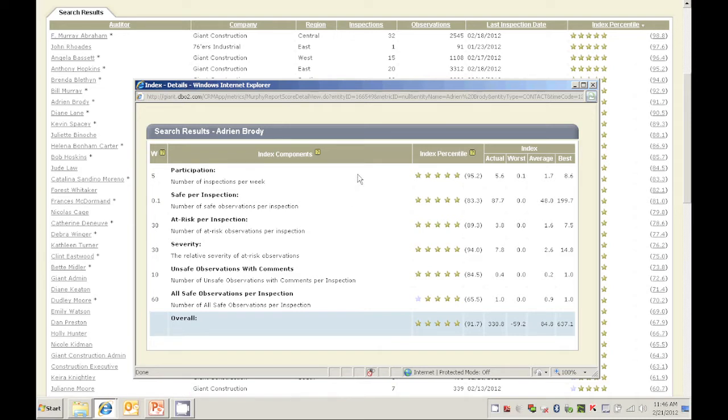Participation, how many inspections they do per week on average. Number of safe observations per inspection, average. The number of at-risk or unsafe observations per inspection. The relative severity of the at-risk observations that were collected. And then we also look at unsafe observations with comments, those unsafes collected that include comments. And then the frequency of all safe observations per inspection. For the first 5 of these metrics, the better they do, the higher the rating. This last one, all safe, or frequency of 100% safe inspections, brings the rating down.